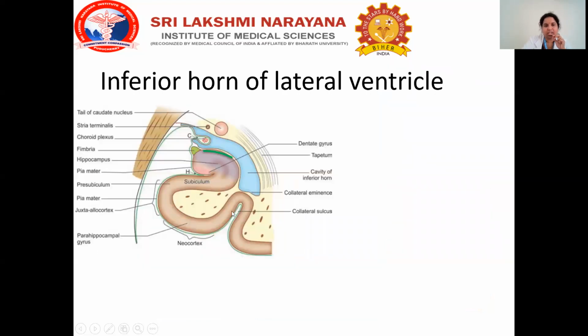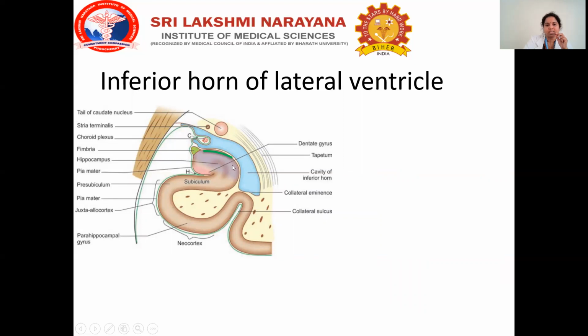So the schematic of the inferior horn of the lateral ventricle shows a slit-like cavity. The structures forming the roof are the tapetum, the tail of the caudate nucleus, and the stria terminalis neurobundle. Whereas the floor is formed by the hippocampus and the collateral eminence produced by the collateral sulcus.